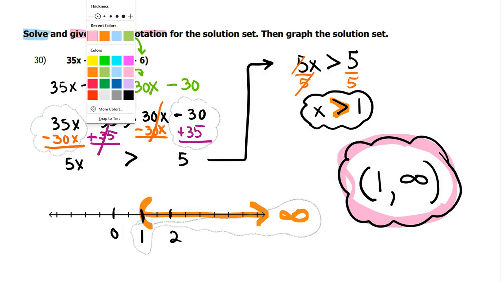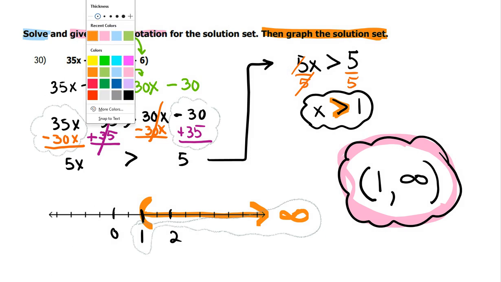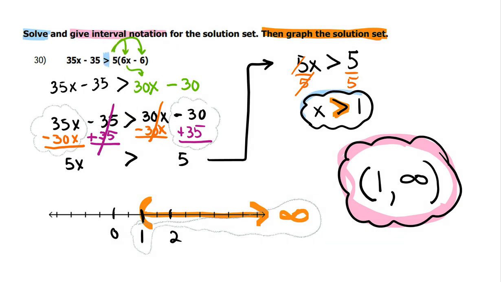So when I did the graph, I used the orange highlighter. Graph the solution set. So there's my 3 answers. I solved it. I'm too obsessive about my color coding situation here. So there's the blue. There's my solving of the inequality. And then in the pink, that's my interval notation. And then in the orange, that's graphing the solution set.